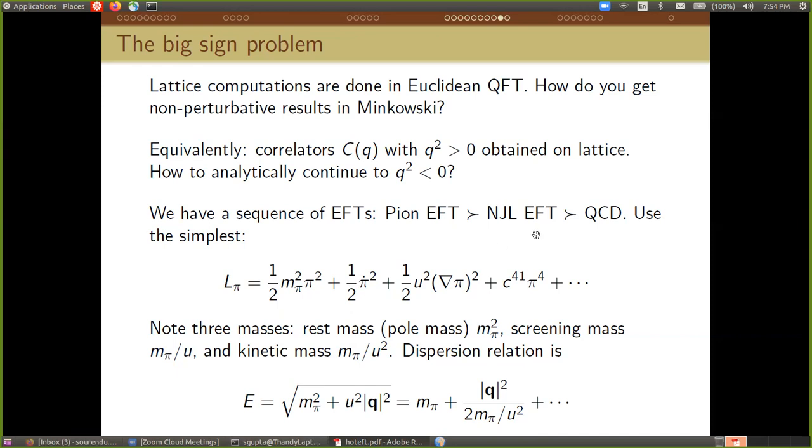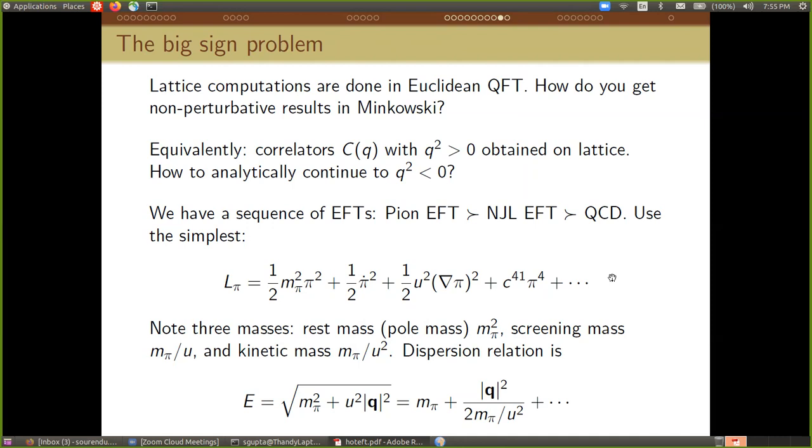You have correlators measured non-perturbatively through lattice, correlator C of Q, where Q is a momentum, with Q squared greater than zero. That's the Euclidean correlator. And if you want to continue to Minkowski, then you need to know how to continue that to Q squared less than zero. And here I am giving you an answer. We have built a sequence of EFTs: a pion EFT, which is contained within the NJL EFT, the quark EFT that I wrote down, which is contained within QCD. And we use the simplest of these EFTs, the pion EFT. This is the pion EFT that I had written down.